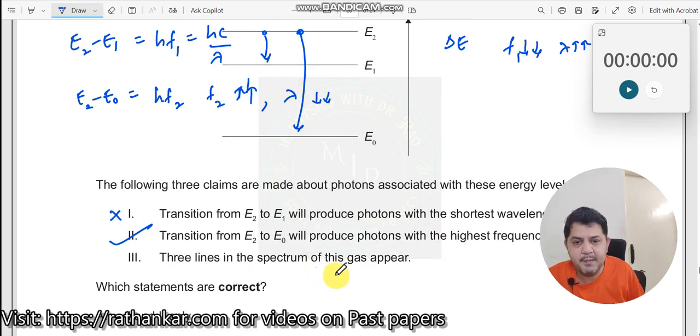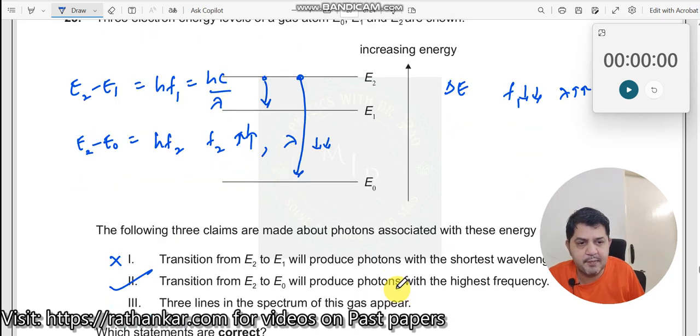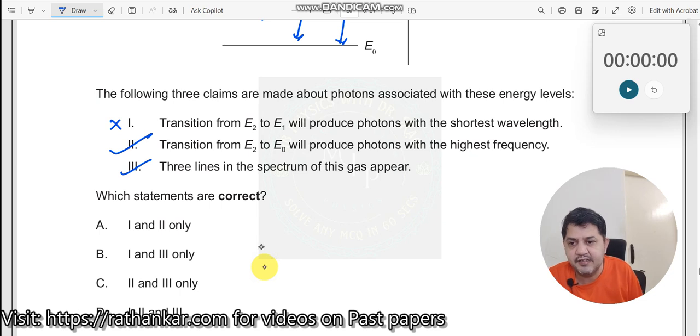Three lines in the spectrum of this gas appear. Does it produce three lines? Definitely it produces three lines. Which are these? One is here, second one is here, third one from E1 to E0. Three lines. So this is also correct. So thus, the second and third are correct. Second and third, answer is C over here.